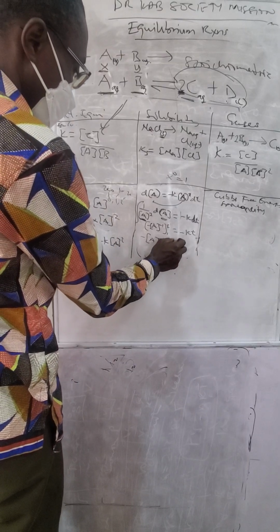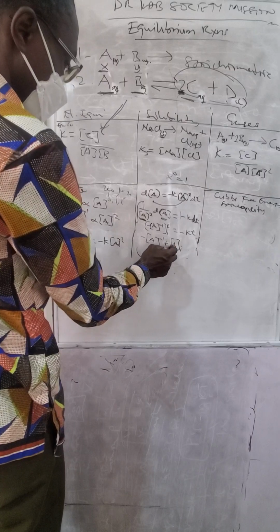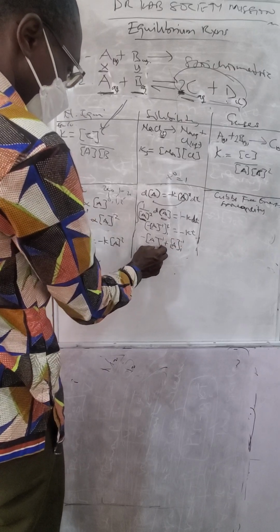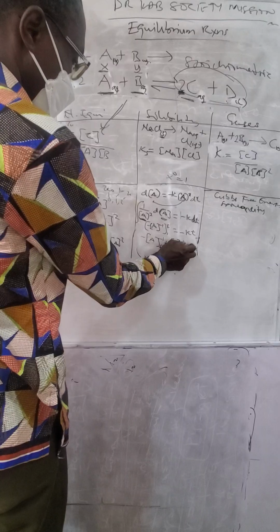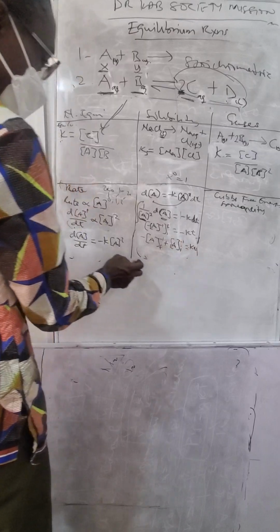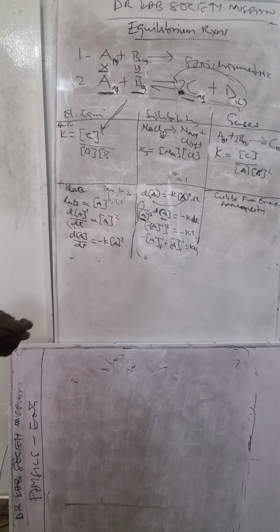And it's going to be a initial. This is also minus 1. This is the a final. Okay? Is equal to minus kt. So this becomes the expression that we are getting.